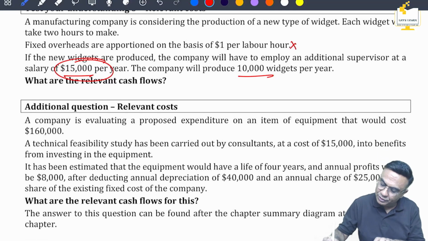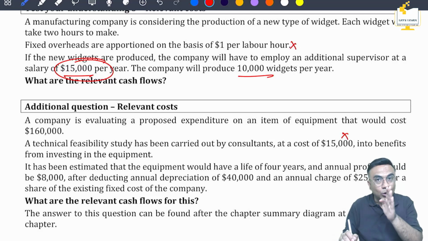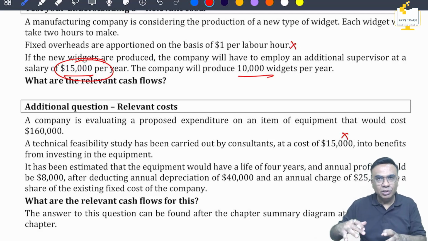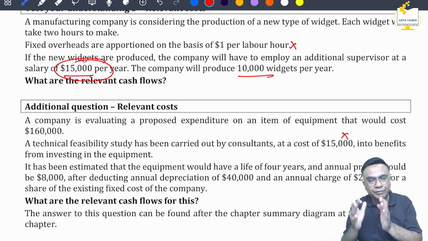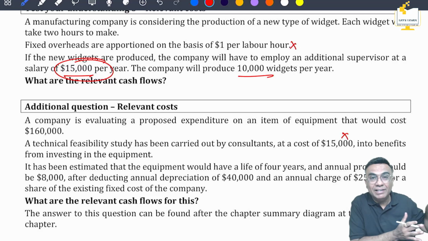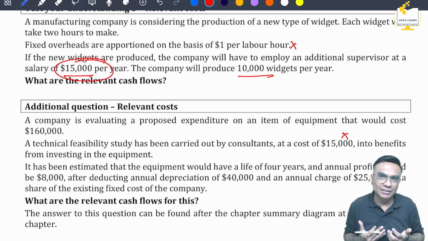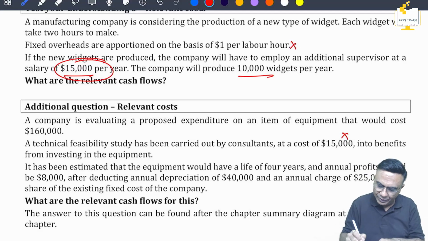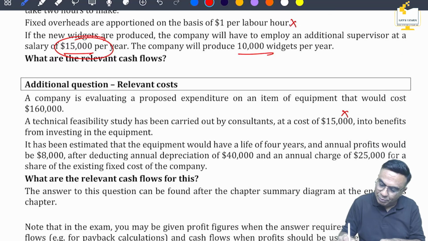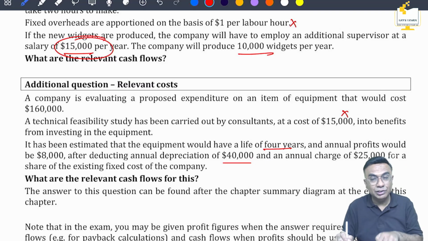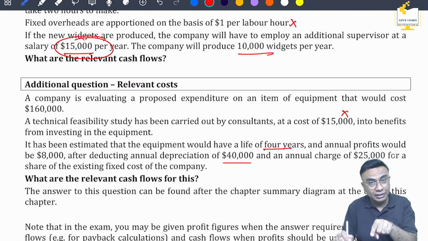So you ignore this. See, this expenditure is already incurred. Understand? Whether you start with this project or not, this $15,000 has been already paid. So it is not going to affect us. It is not going to affect our decision, right? So hence we'll ignore. And it has been estimated that the equipment would have a life of 4 years. The annual profit would be $8,000 after deducting depreciation. So depreciation is a non-cash item you have already deducted. Remember, it's a non-cash item. We have not paid for this 40,000, so I have to add back.